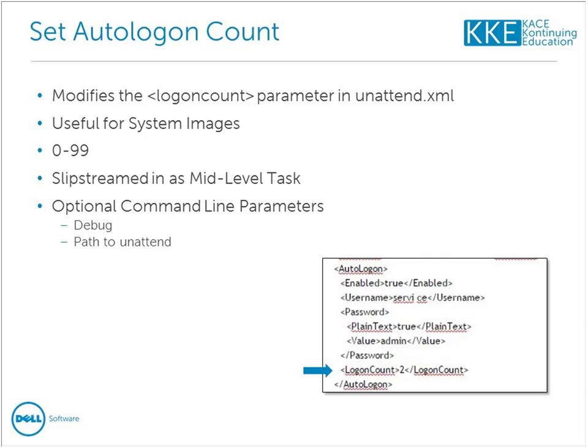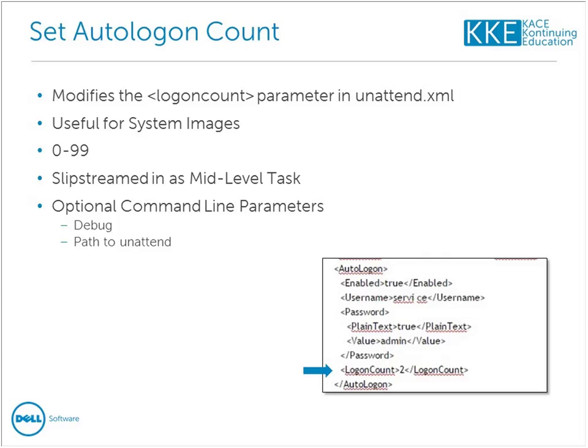This is slipstreamed in, very similar to how set computer name is slipstreaming the name into the unattend file. We're going to slipstream this change in live. So your system image might have 2 by default, but there might be a need down the line where I need it to be 7. I will use this task, and you can see down below where I'm pointing in the picture, where logon count is, it's going to replace that number.